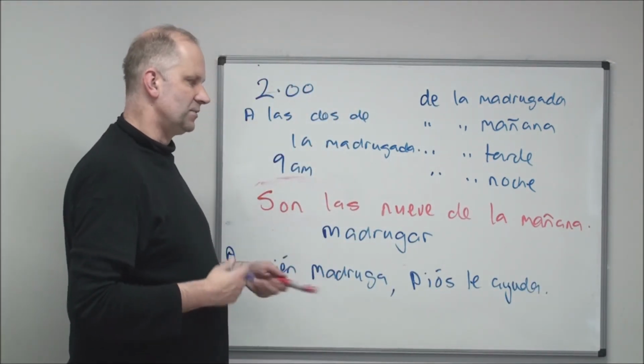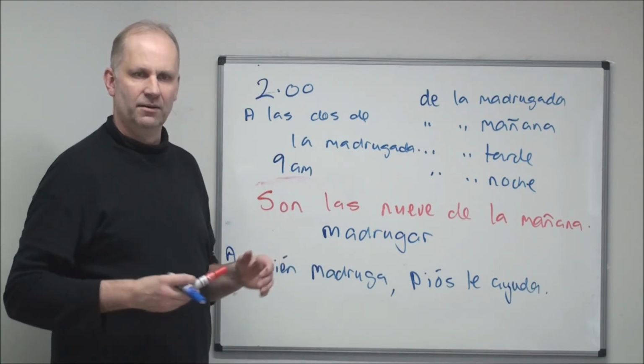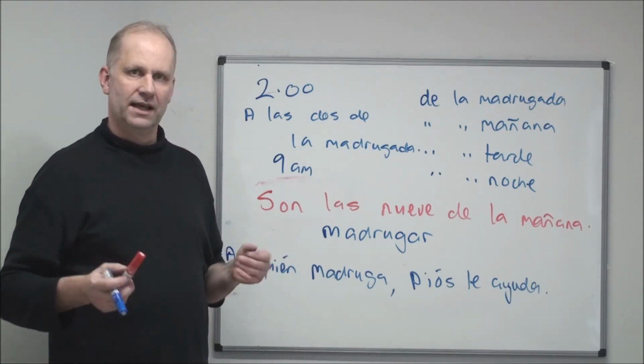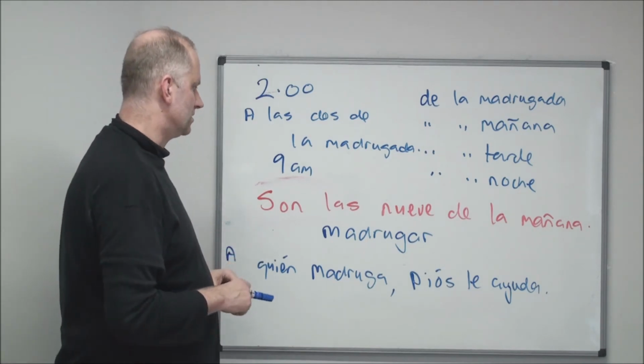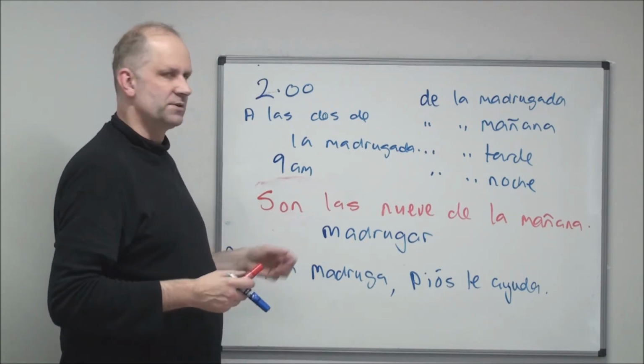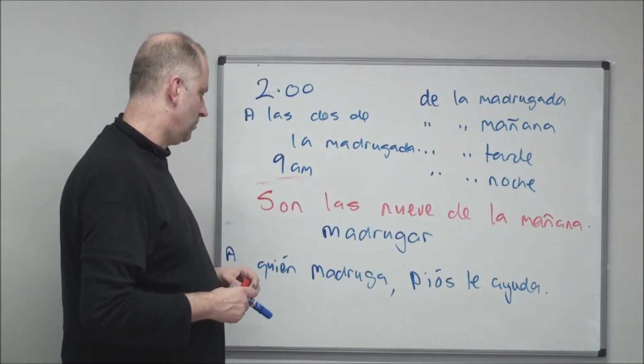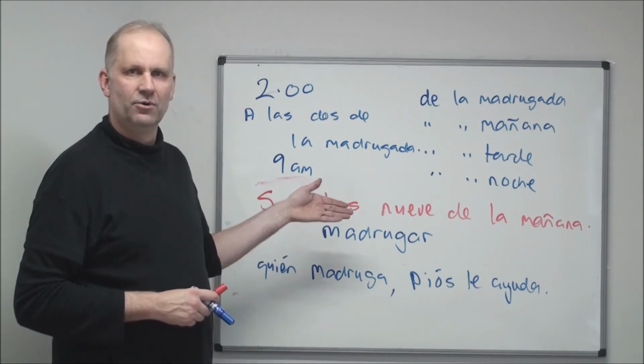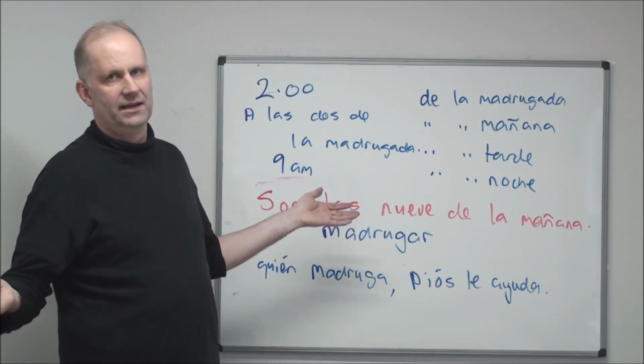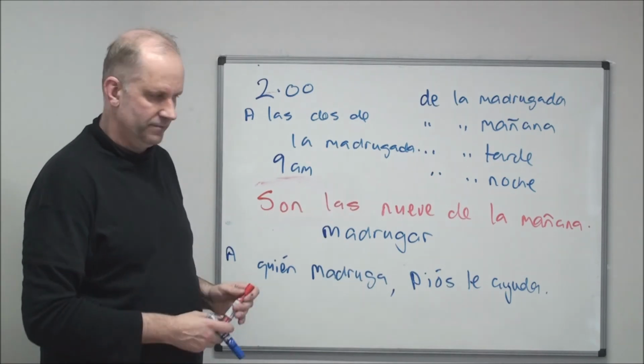So it's one of those things, I like these little proverbs or sayings in Spanish, you know, and it's nice when you can use them. Okay, so if somebody sees you and it's 4 o'clock in the morning, 5 o'clock in the morning, you can say to them, "Quien madruga, Dios le ayuda."